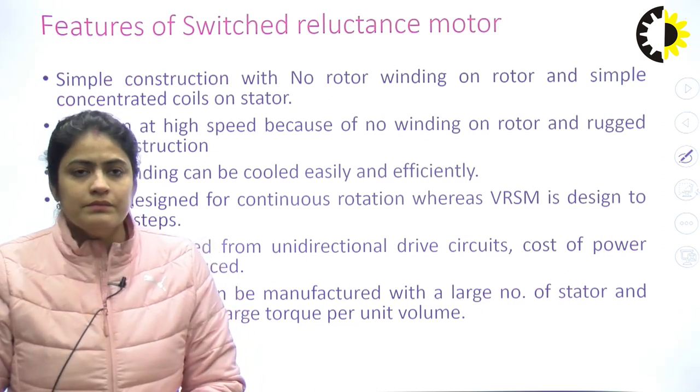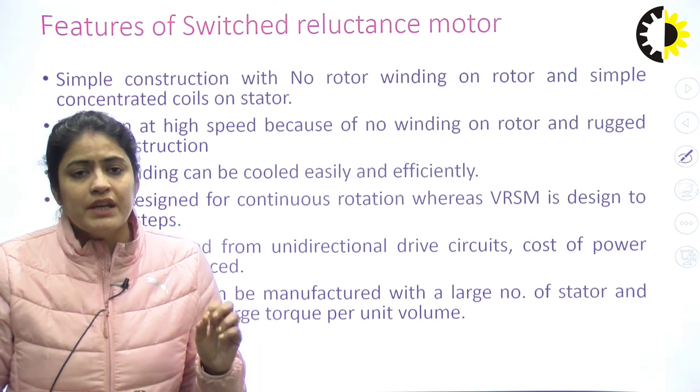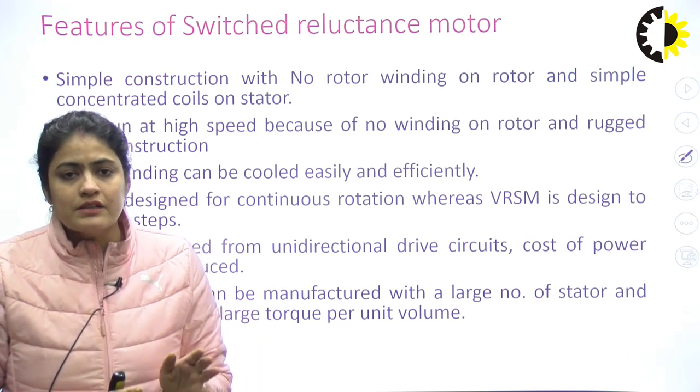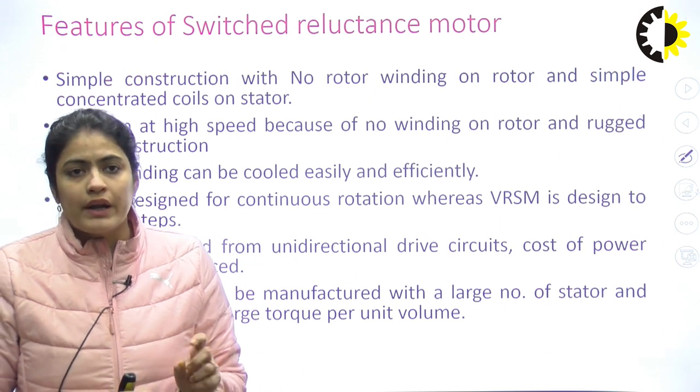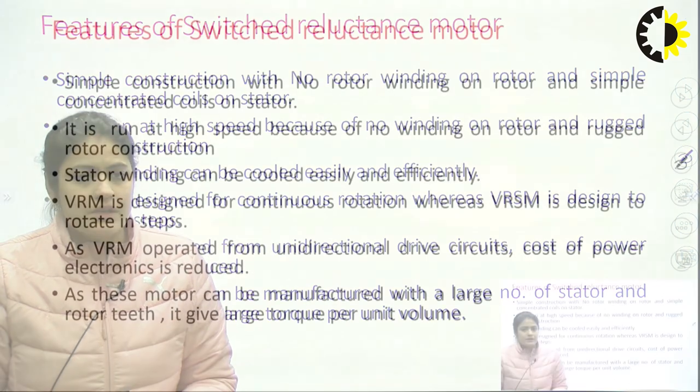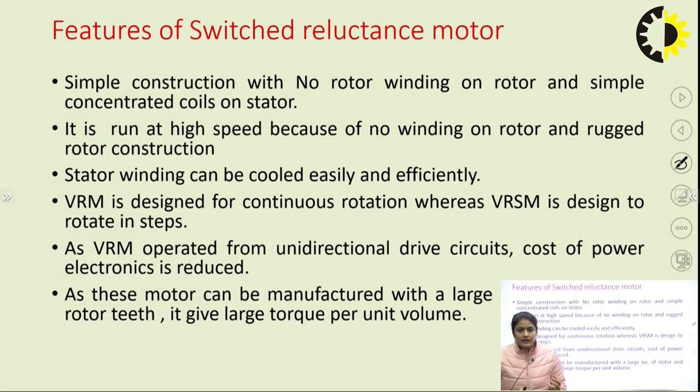If you see the SRM construction, the main feature of the SRM is that it doesn't have a winding in the rotor. It has two parts, the stator and the rotor; the stator carries the concentrated winding and the rotor has no winding. This is the big advantage of the switch reluctance motor, because if there is no winding in one of the parts, the motor will become lighter, and it will not be complicated. It can be run at a higher speed, so we can use the SRM for high speed applications.